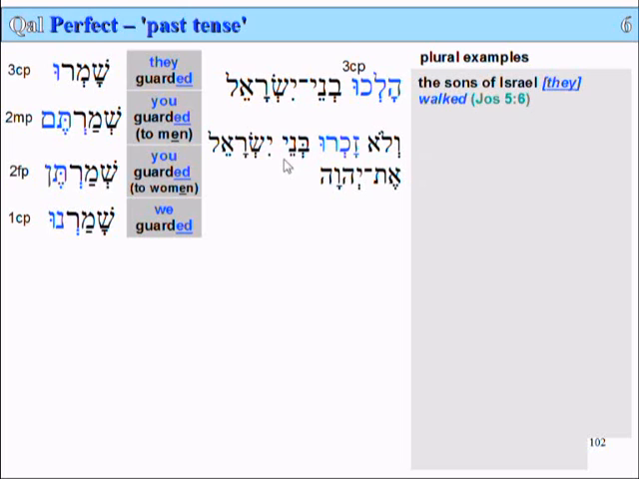V'lo zakru b'nai Yisrael et Yahweh. V means and. Lo means not. Zakar means he remembered. Zakru means they remembered. So it's the third person common plural. Zakar means to remember. Zakru means they remembered. V'lo zakru, and not they remembered. So the children of Israel did not remember. And who did they not remember? Et Yahweh. They didn't remember the Lord. Again, there's the sign of the direct object. So the sons of Israel, they did not remember Yahweh. That's the third person common plural.